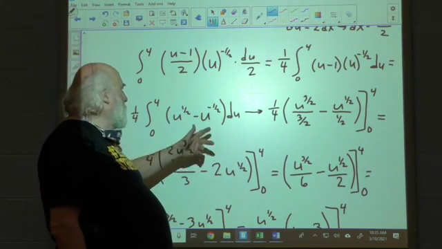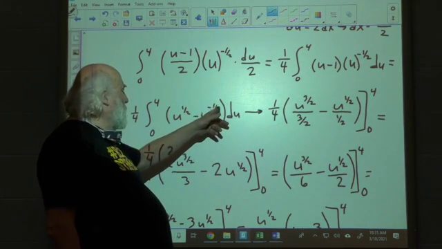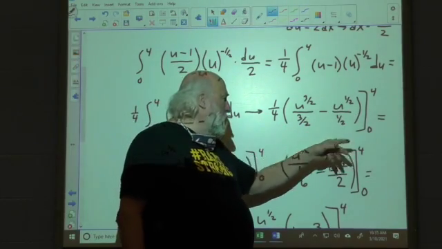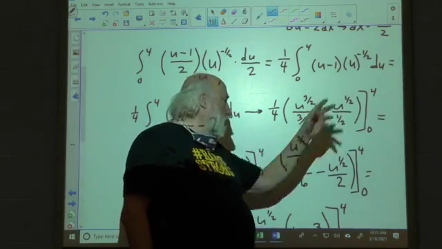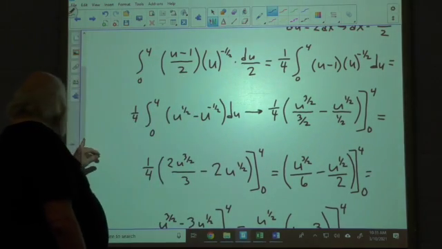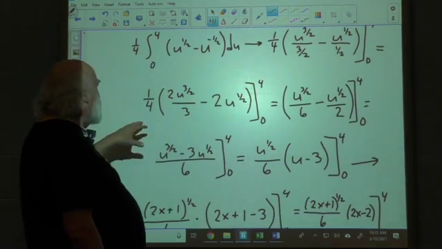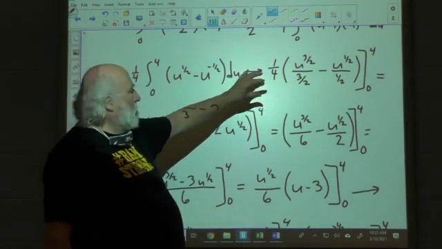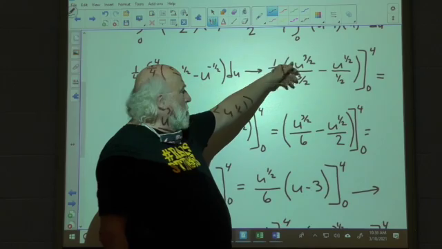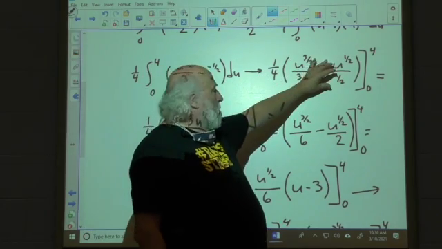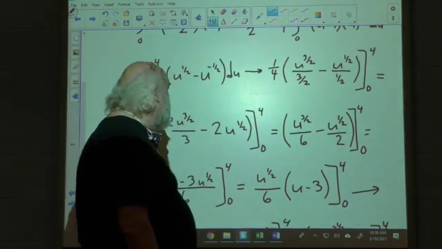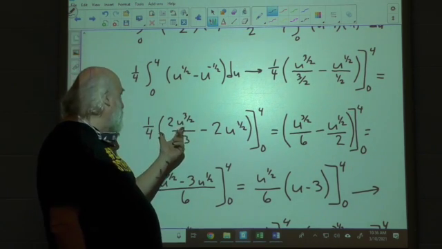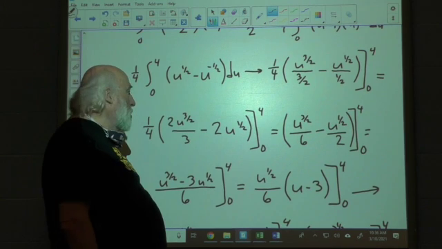Anyway, so then we add 1 to this. This gives us a positive 1/2, so we put 1/2 in the denominator, and that gives us that. And again, we're going from 0 to 4 on this, eventually. Next, we do our little manipulations here. I have to take the reciprocal of 3/2 and make that 2/3 here. Reciprocal of 1/2 and make that 2. So that gives us 2u to the 3/2 over 3 minus 2u to the 1/2.